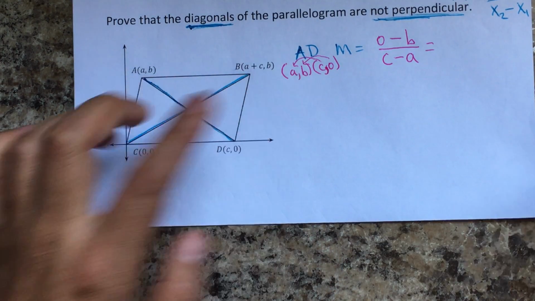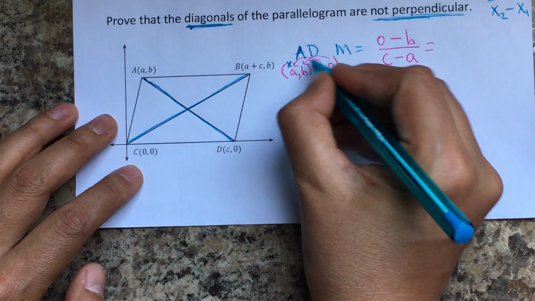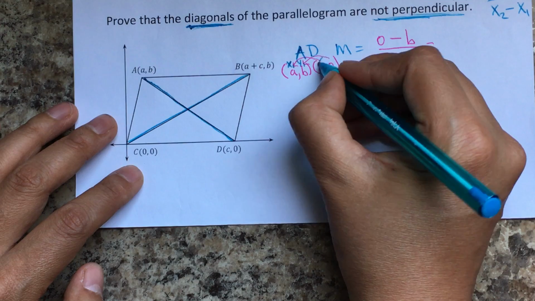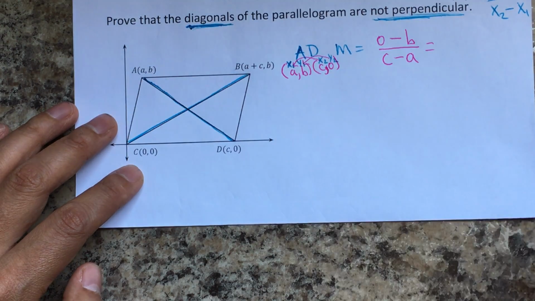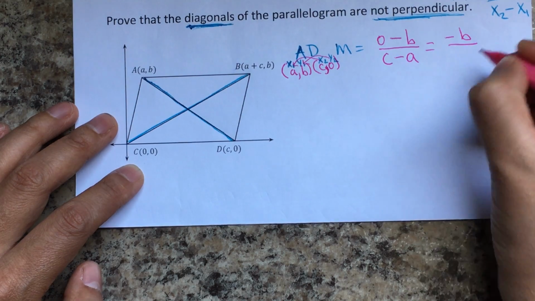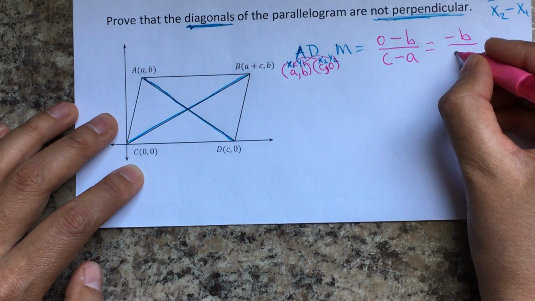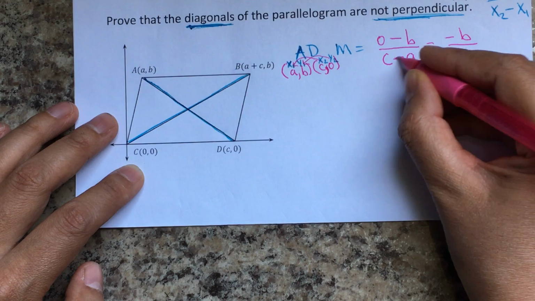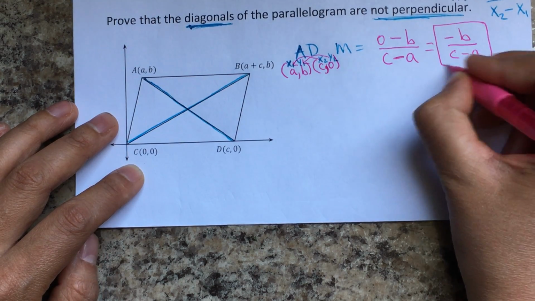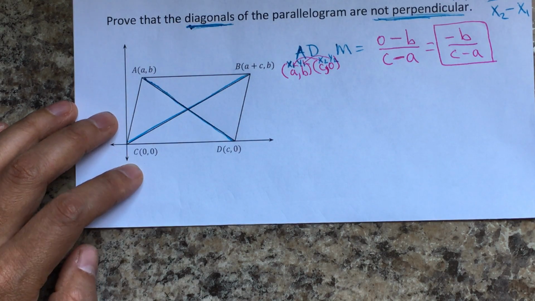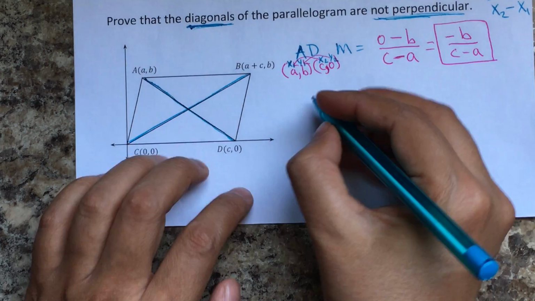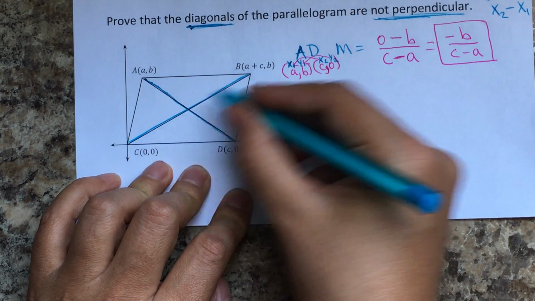And so if you need to, instead of using the arrows, you can use x1, y1, x2, y2. And so 0 minus B is equal to negative B over C minus A. We cannot combine them because it's two different variables. We just rewrite it the way it is. And so that's it. That's the slope for AD. Now, sorry about that. Now let's look for the slope of CB.